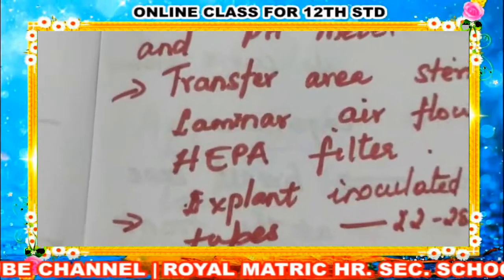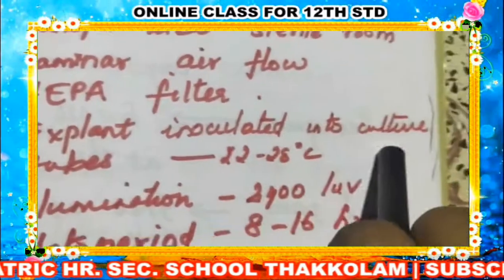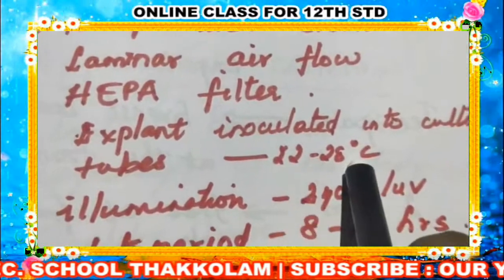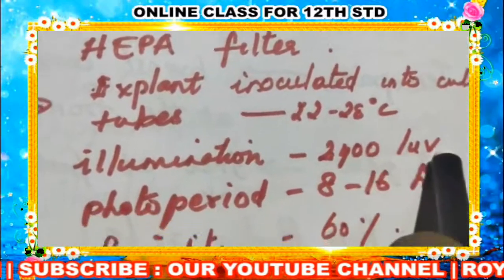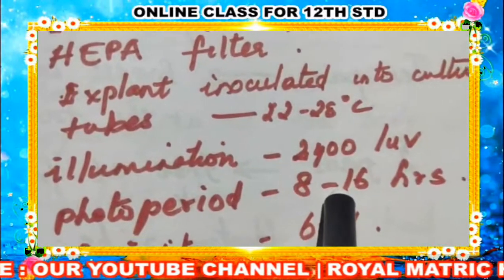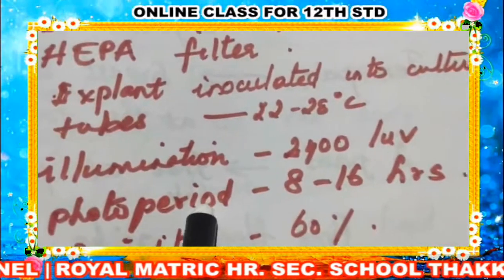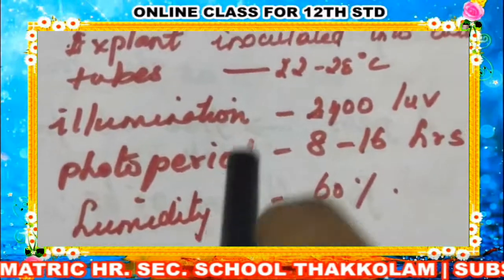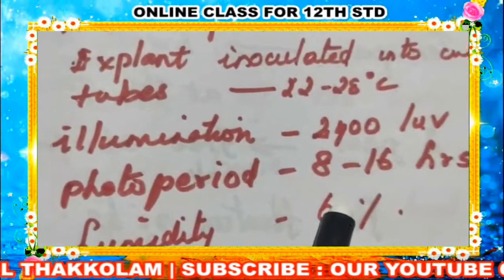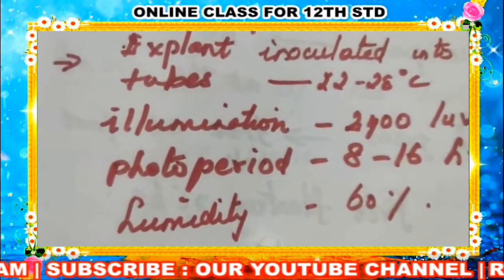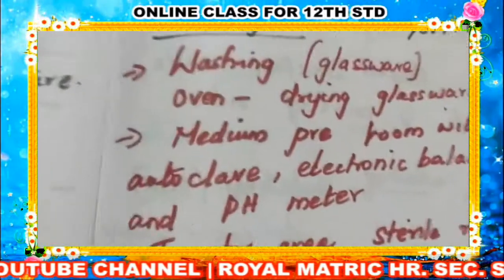Now the explant that is removed from the plant is grown in the culture tube at a temperature of 22 to 28 degrees, the illumination provided is 2400 lux, and the photoperiod for the growth of the plant is 8 to 16 hours. Photo means light, so it is exposed to light for 8 to 16 hours, and the humidity is 60%. We should not have more humidity, because when humidity is high, bacteria and other microorganisms tend to grow.